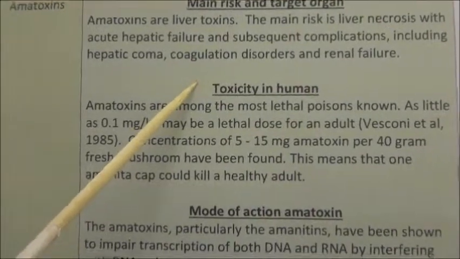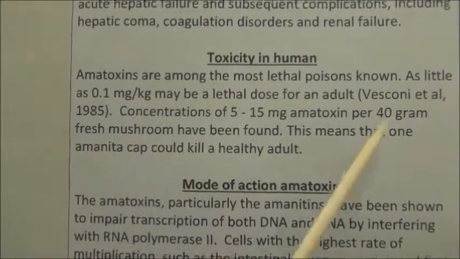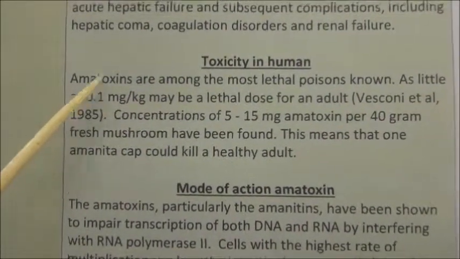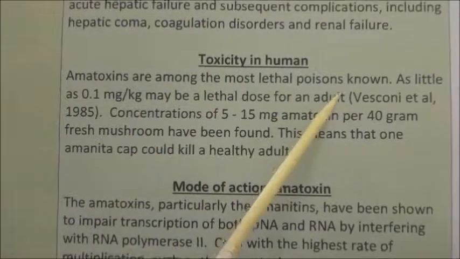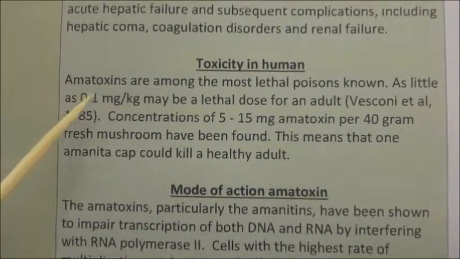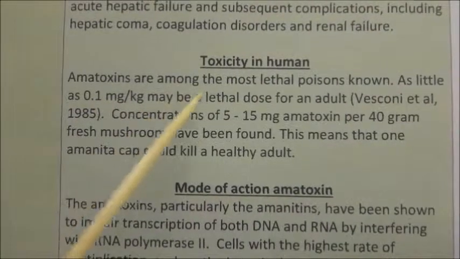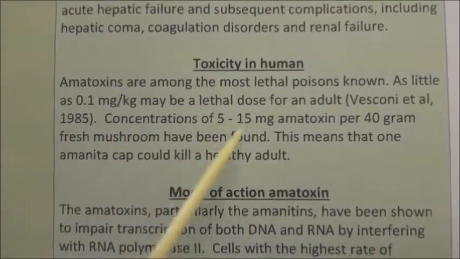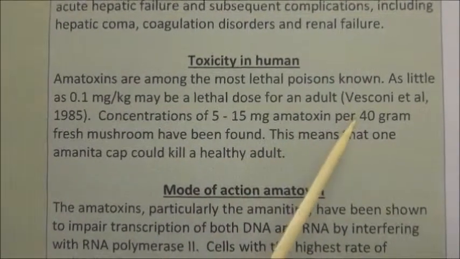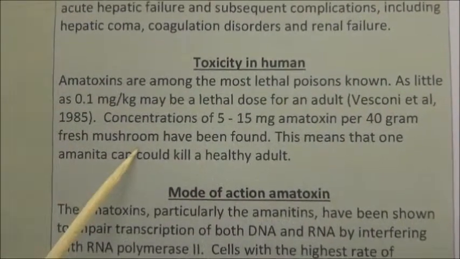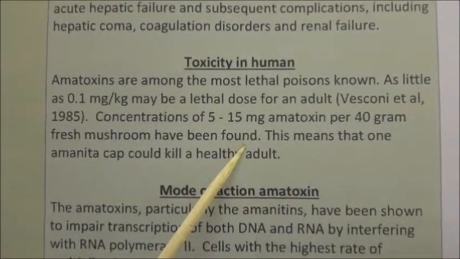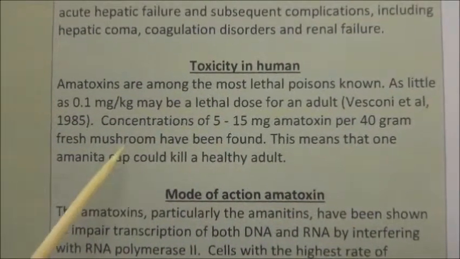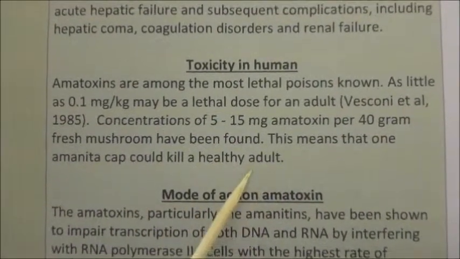Second, the toxicity in humans. Based on a study by Vesconi, amatoxins are among the most lethal poisons known. As little as 0.1 mg per kg may be a lethal dose for an adult. Concentrations of 5 to 15 mg amatoxin per 40 gram of fresh mushroom have been found. So, this means that one Amanita cap could kill a healthy adult.